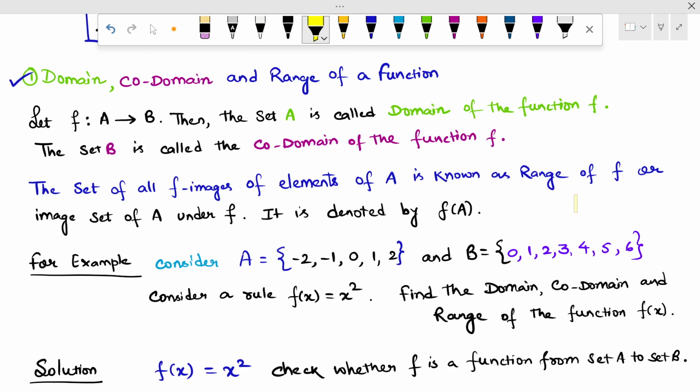Today we are going to discuss the domain, codomain and range of a function.